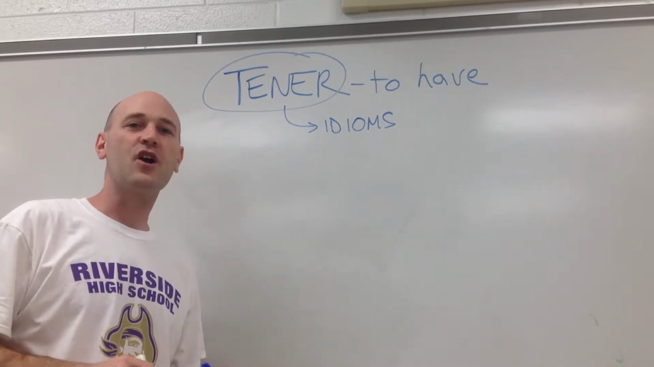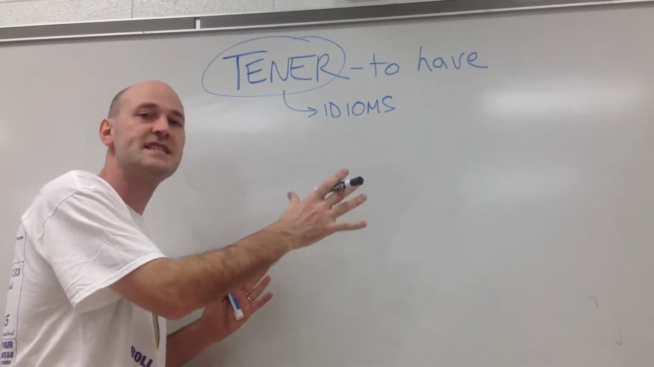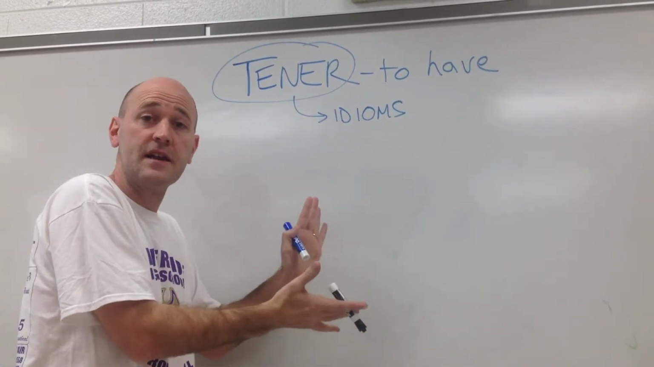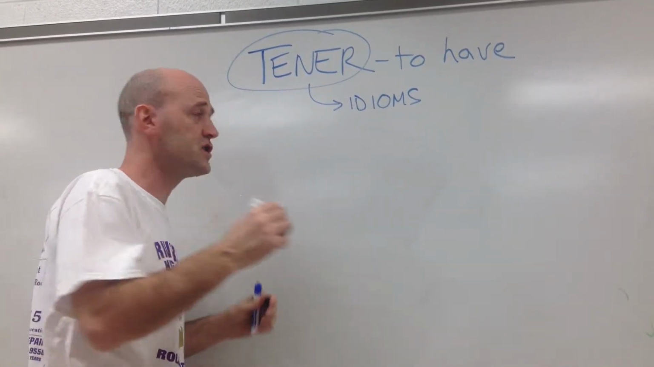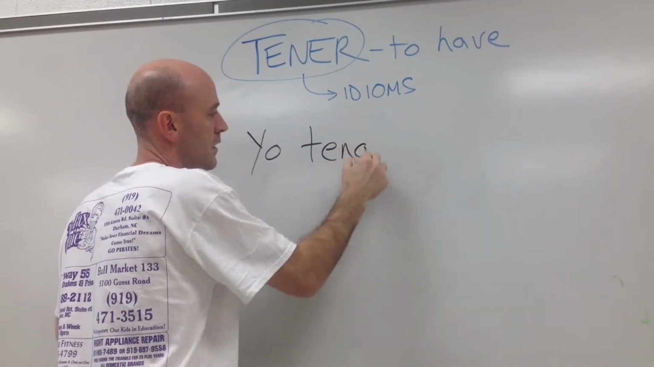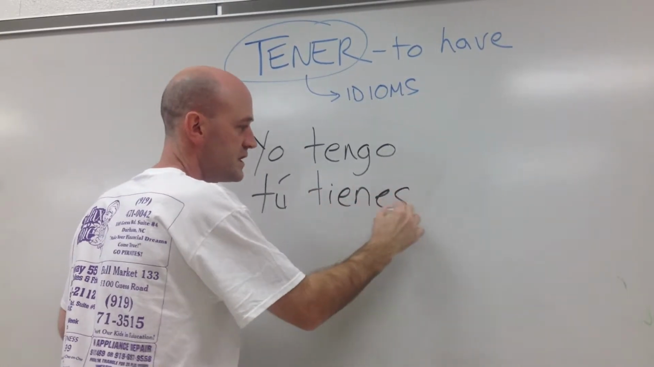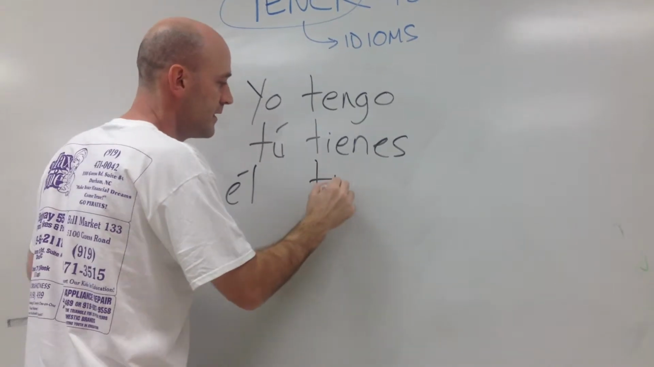Hi, we are going to look at tener, to have, and 6 idioms or uses and phrases we use tener, the verb, for. So here let's conjugate it first. Yo tengo, tú tienes, we'll just get through this quickly. Él, ella, usted tiene.